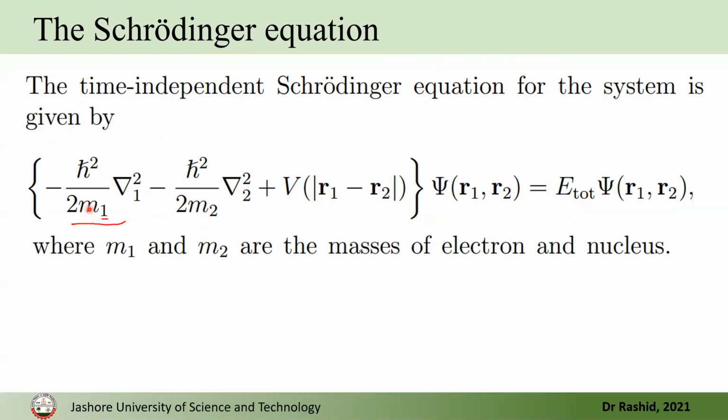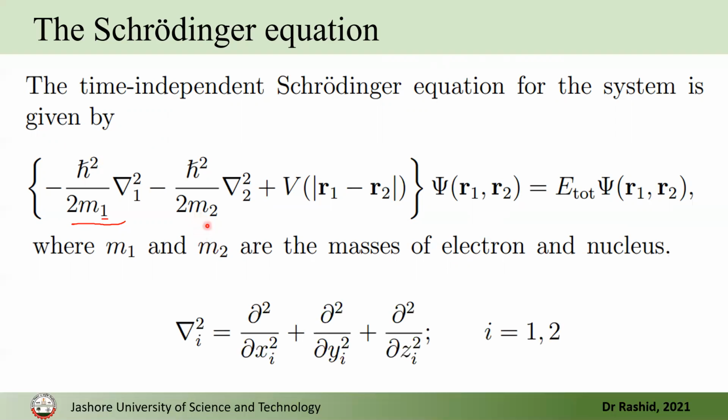Here M1 is the mass of the electron and M2 is the mass of the nucleus. So for the hydrogen atom, this will be the mass of the proton because the hydrogen atom nucleus has only one proton. And also the Nabla squared is actually d squared by dx squared plus d squared by dy squared plus d squared by dz squared. The subscript is 1 and 2, 1 for electron and 2 for proton. This we already know. Now our aim is to solve this Schrodinger equation to get the wave function psi.